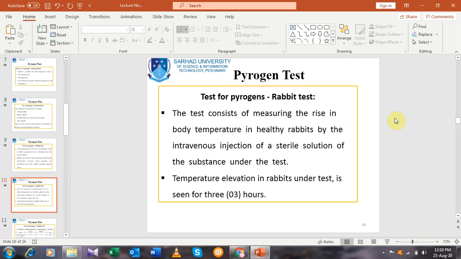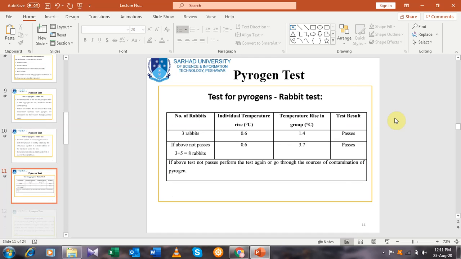Temperature elevation in the rabbits under the test is seen for 3 hours overall. It means that 3 hours are necessary for performing the test. Ensure that proper aseptic technique is followed while injecting the sterile product that is to be tested. For a sterile solution that is to be injected intravenously, aseptic technique should be followed.